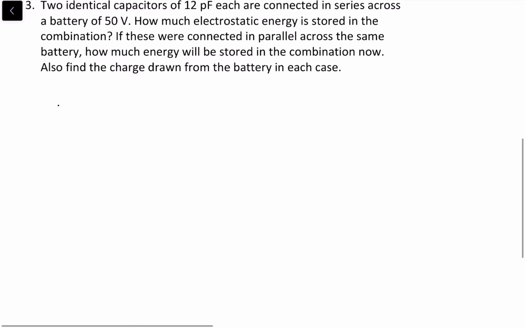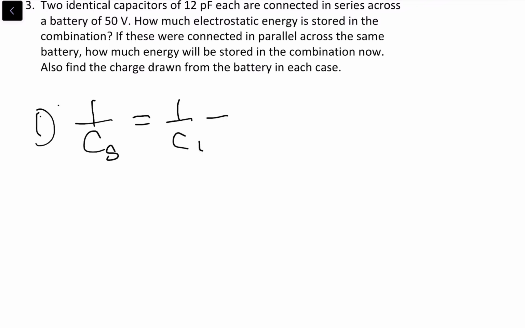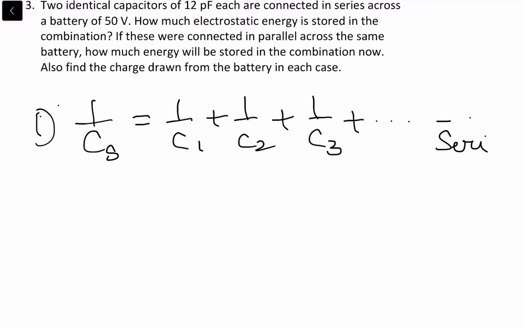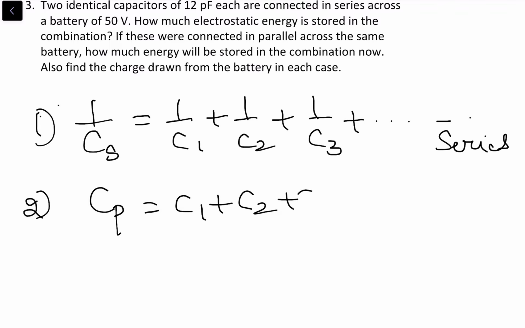Let's take the first formula, which is the series combination: 1 by Cs is equal to 1 by C1 plus 1 by C2 plus 1 by C3 plus etc. This is for series combination. Next, for the parallel combination, Cp is equal to C1 plus C2 plus C3 plus etc. This is for parallel combination. All these derivations I have done in my previous videos. You can go through them and you will see them.